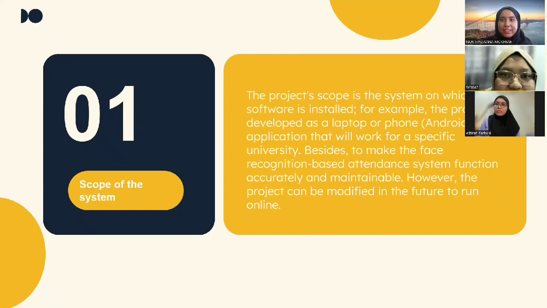Scope of the system. The project scope is the system on which the software is installed. For example, the project is developed as a laptop or phone Android application that will work for a specific university. Besides, it is to make the face recognition based attendance system function accurately and be maintainable. However, the project can be modified in the future to run online.